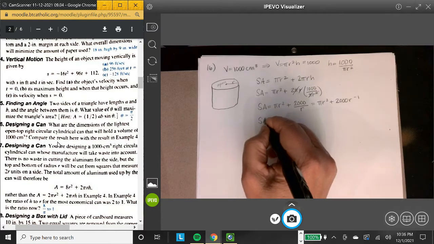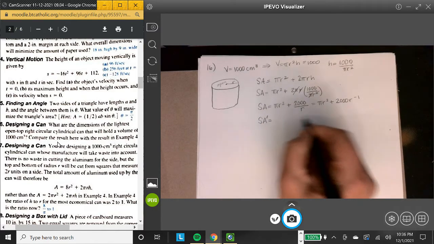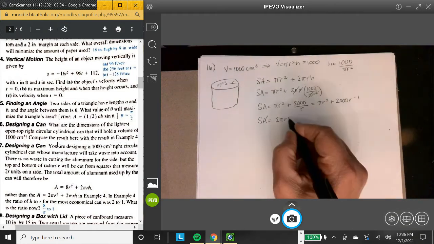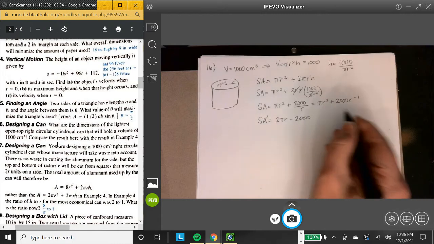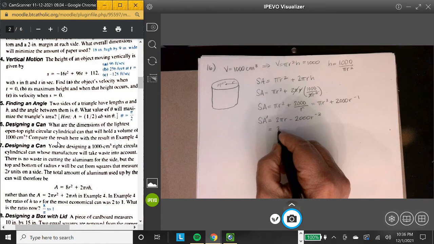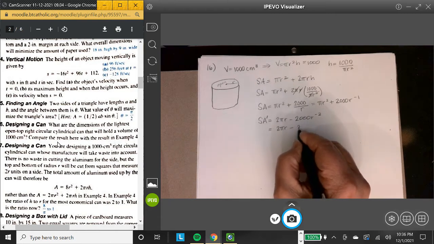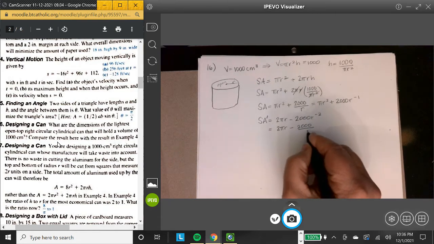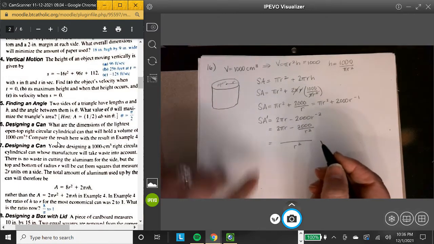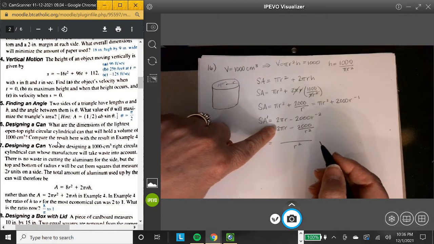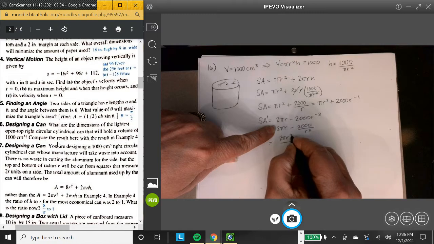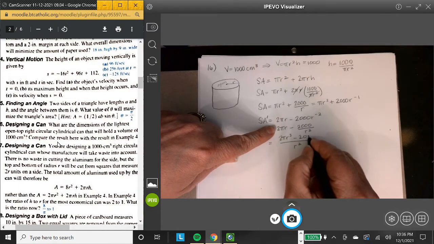Okay, so SA prime, surface area prime, is going to equal the derivative of pi r squared, which is 2 pi r, minus 2,000 using the power rule, 2,000 r to the negative 2. Putting things where they belong, it's going to be 2 pi r minus 2,000 over r squared. Finding a common denominator, it'll be r squared. So I multiplied this 2 pi r times r squared over r squared, which gives you 2 pi r cubed minus 2,000.